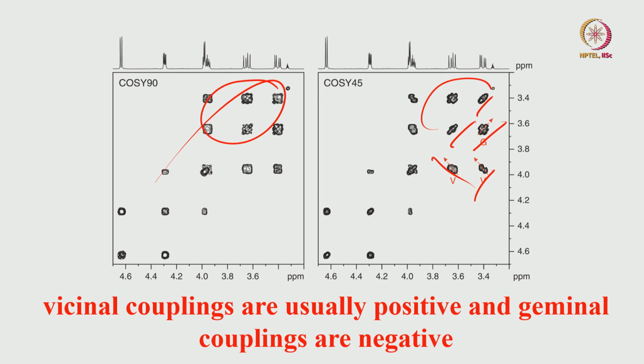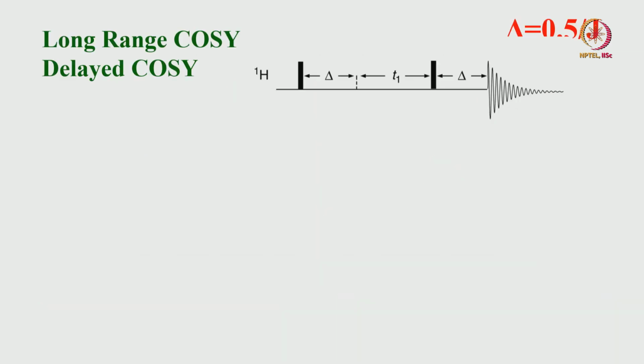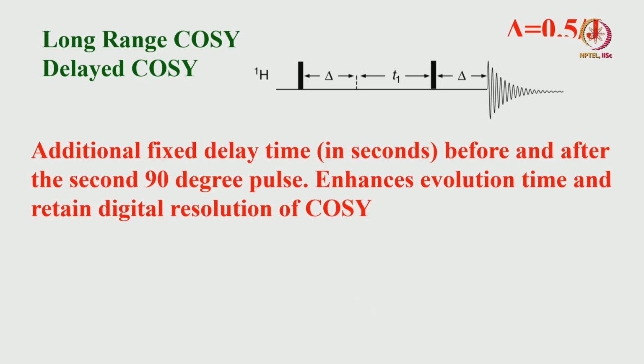Usually if you look at some of the molecules, vicinal couplings are positive and geminal couplings are negative. And if you want to find out the relative sign of that, use low flip angle COSY, where the second pulse is 45 degrees. You can also have a long range COSY, also called delayed COSY. What we do is, after the 90 pulse, before t1 you apply one delay here, and after another pulse you give another delay.